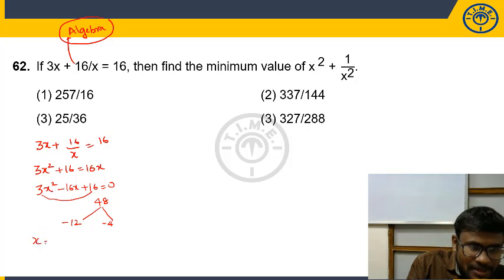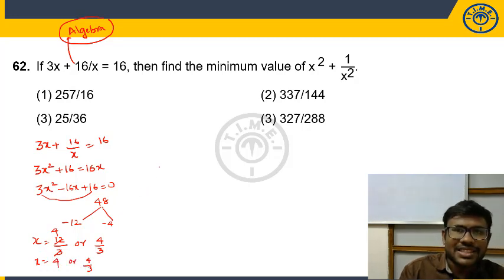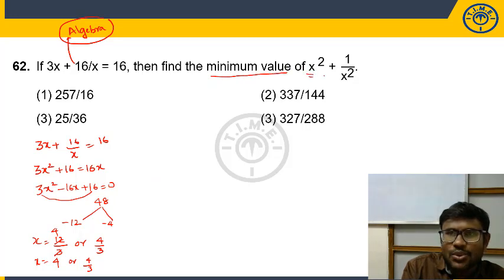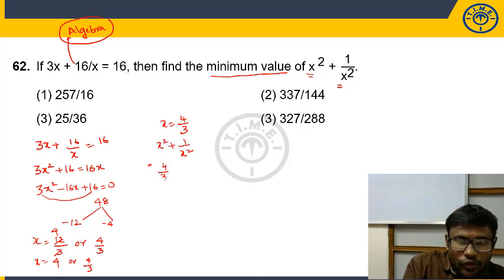So what is the value of x? x is equal to 12 by 3 or 4 by 3. So x is equal to 4 or x is equal to 4 by 3. Now what is it asking? It is asking to calculate the minimum value of x square plus 1 by x square. So we will take x is equal to 4 by 3. Why? Because 4 by 3 is the minimum value. So x square plus 1 by x square is 4 by 3 whole square plus 3 by 4 whole square.